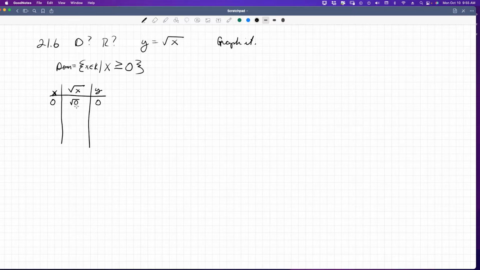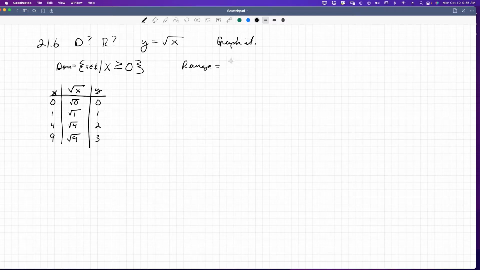All right, the next number that I know I can unsquare is 1, and that would be 1 here. The next number I know I can use would be 4. Square root of 4 is 2. And the next number I know I can use would be 9. And then the answer would be 3. So I could see that y is increasing as we go. It begins with 0. So I can actually go ahead and write my range.